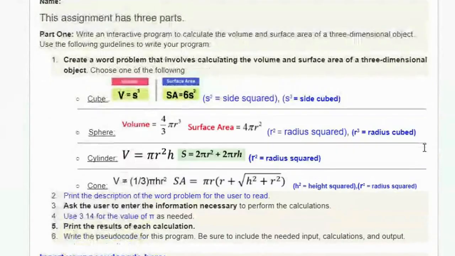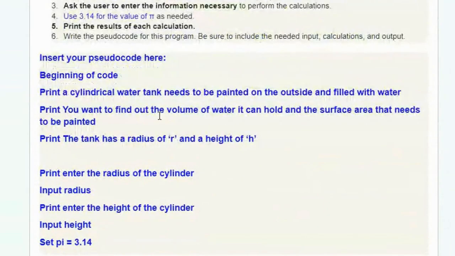William, sir, I've got your math module program, so I want to review that with you. Okay, here's our template that details all of what you have to have in your program. Let me look, here's your pseudocode.